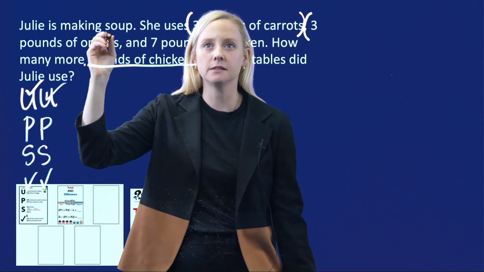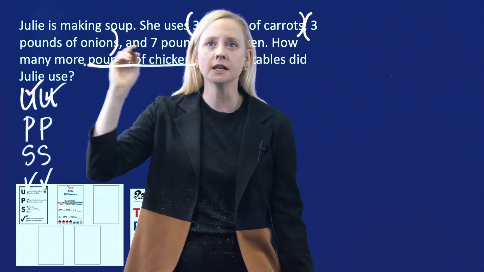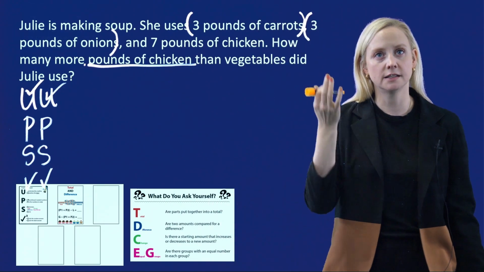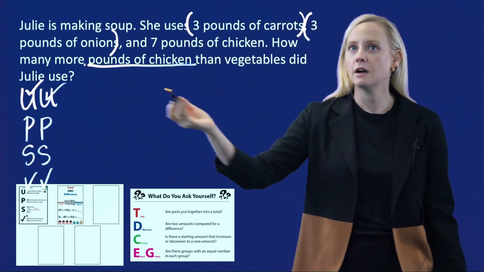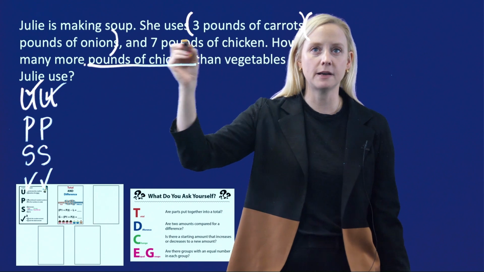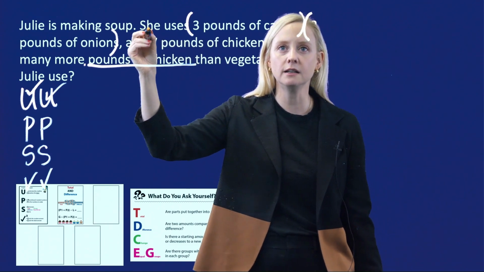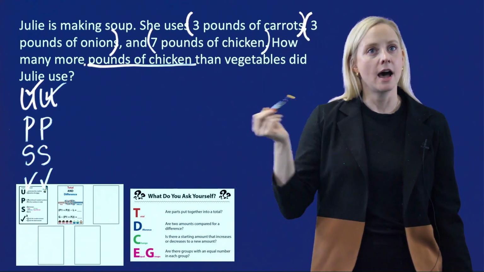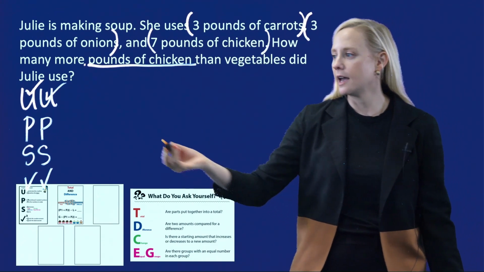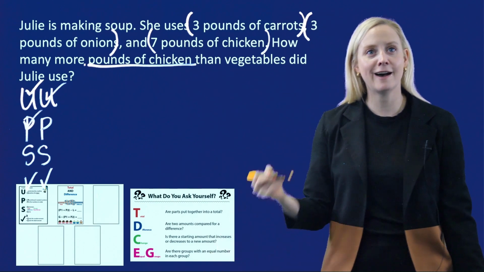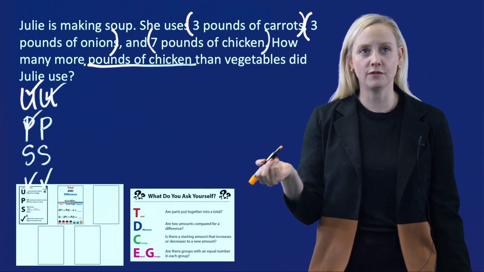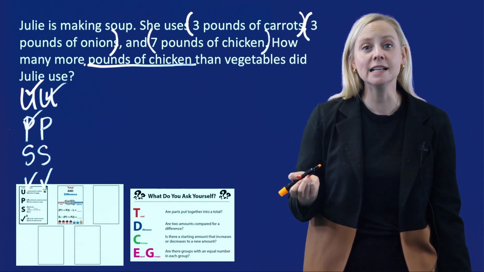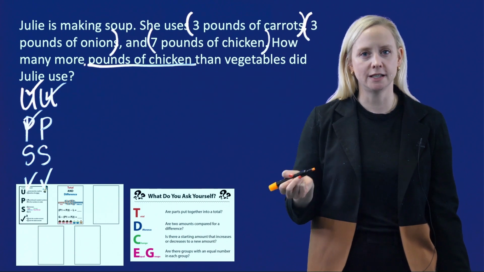Again, this might be a good teaching opportunity for your kiddos if they don't know that onions and carrots are vegetables. Our next number is 7, which is about pounds of chicken. And I know that my label is about chicken, so I definitely need that. I don't have any more numbers. I can check off my P. I have put parentheses around all of our needed numbers. Now our next P stands for put our numbers in order.